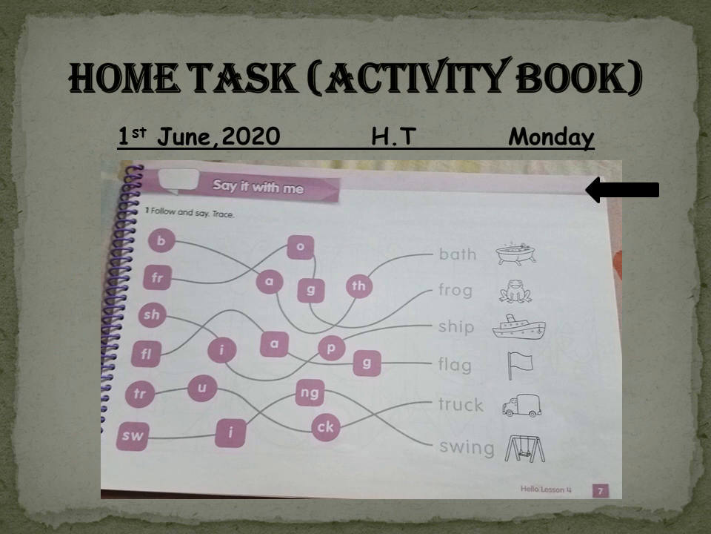Second last is tr, tr says tr. Truck. And the last one is sw, sw says sw. Then there is a letter I, sw, i. And the digraph ng, sw, i, ng, swing. Then follow the lines and there is a picture of a swing. You need to trace all the words, all the jumbled lines, and then color the pictures.